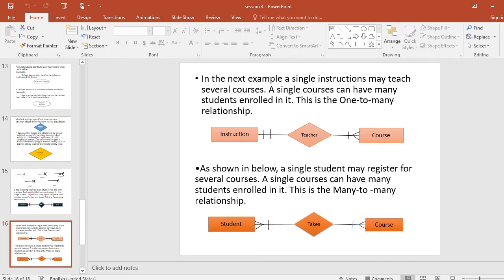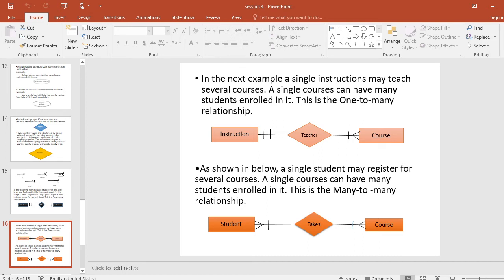Teacher instructs so many courses. One course, the teacher instructs so many relationships. So that is a good example of a one to many relationship. So instruction is one, and a teacher means courses are so many. That is a clear picture indicating the one to many relationship.